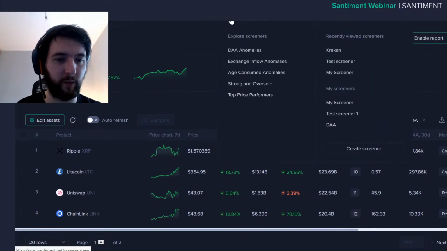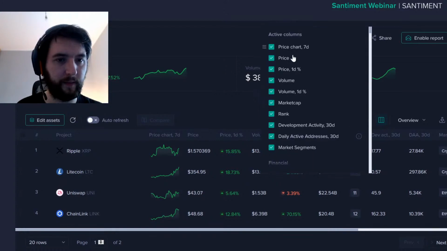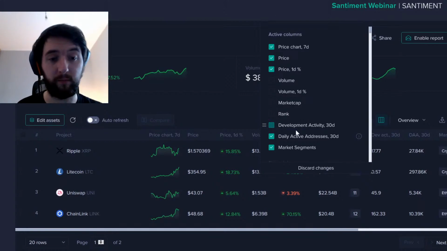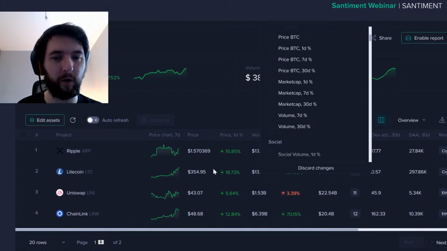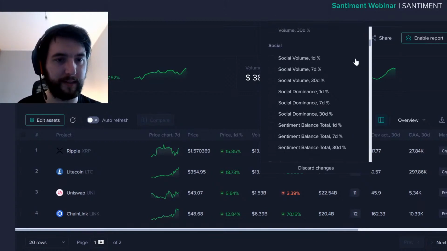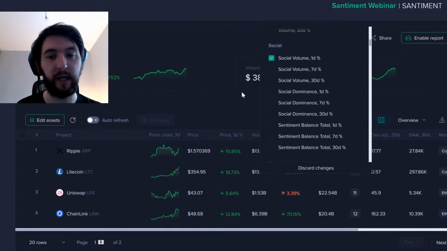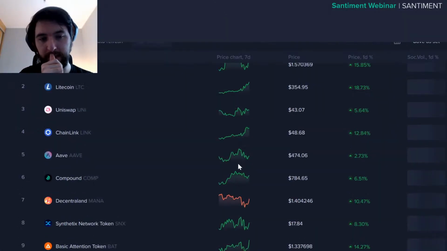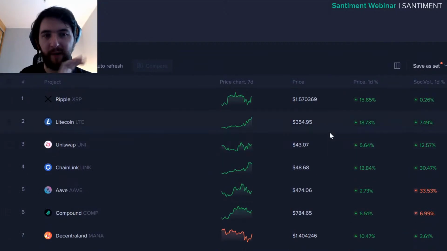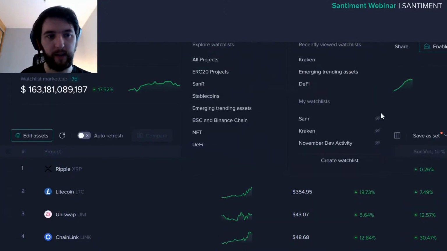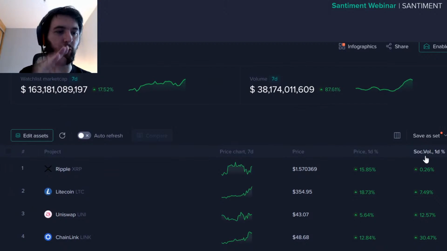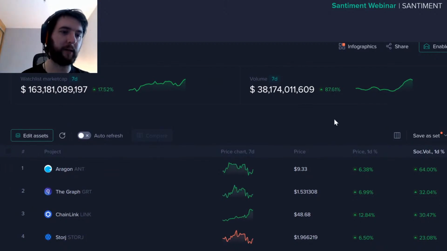One of the things you can do is take this watch list and select social volume as one of the columns. For example, social volume 1 day percent change. What that is going to do is show me all of the coins in the watch list that I have created, and rank them by the 1 day percent change in social volume.